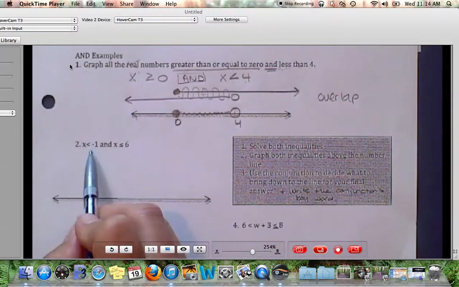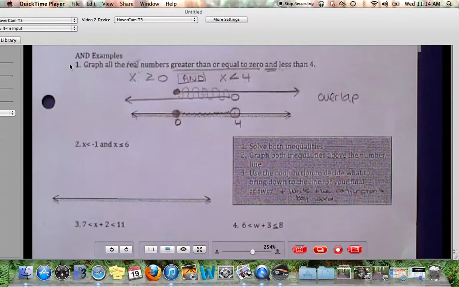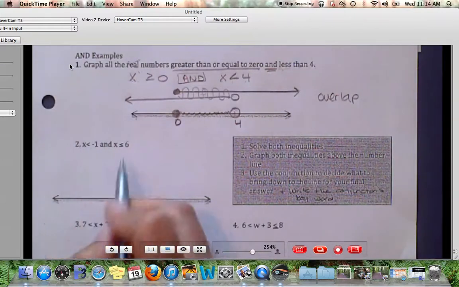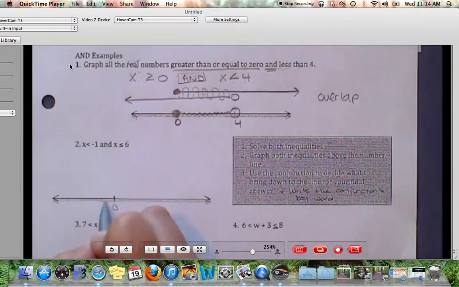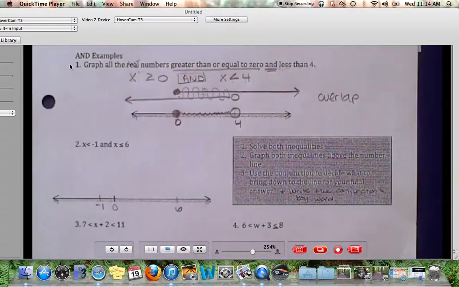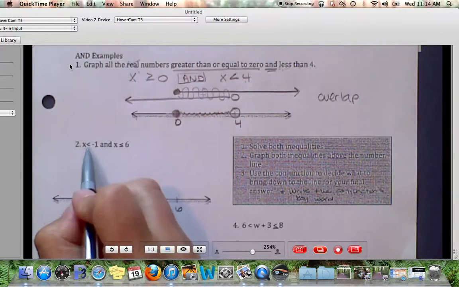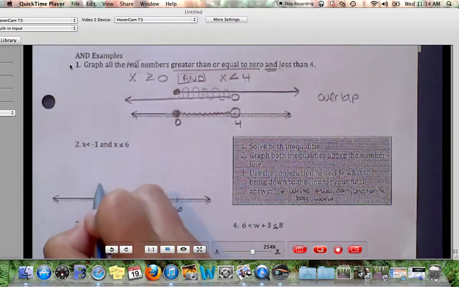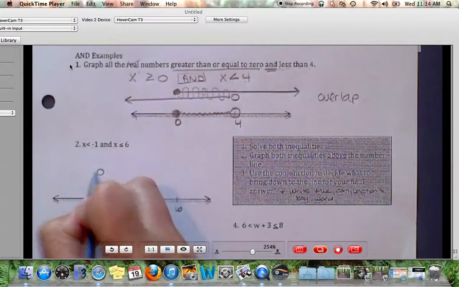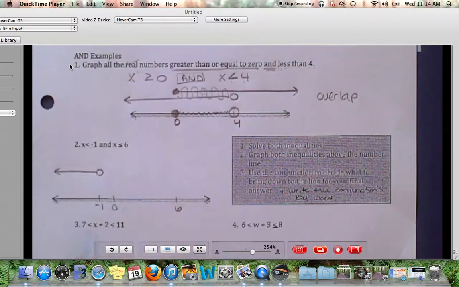This one's already solved for us. We're just practicing our graphing. Now on your number line, you need 0, you need -1, and you need +6. And now spacing, I don't care, as long as your negative numbers are to the left of 0 and your positives are to the right of 0. So if x is less than -1, here's -1. We're going to graph less than -1 above the number line.